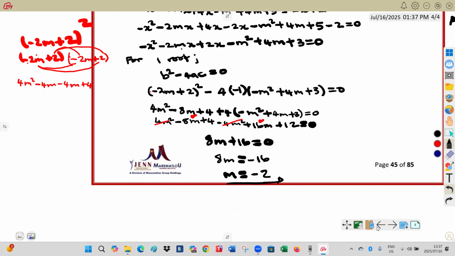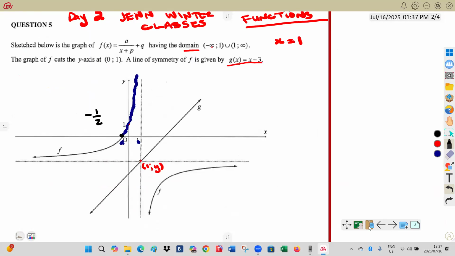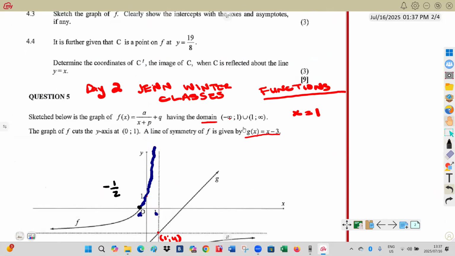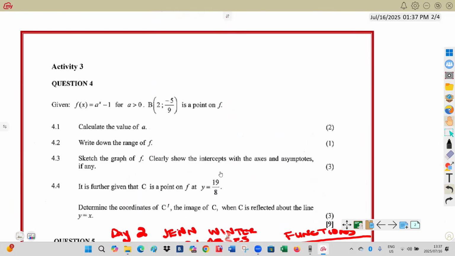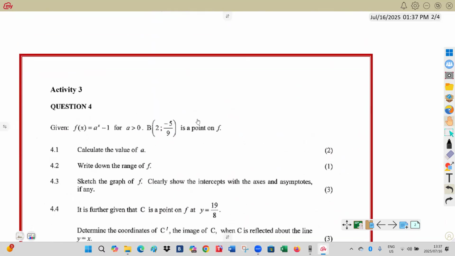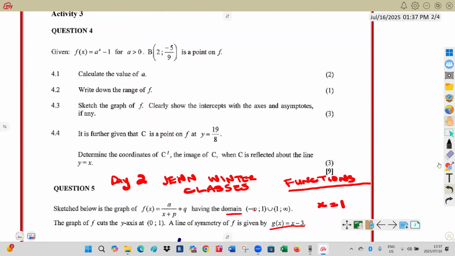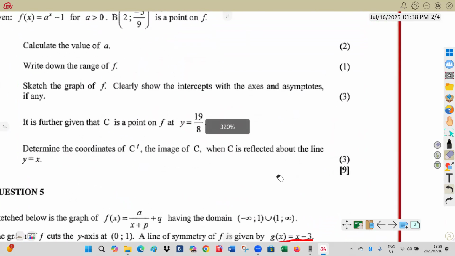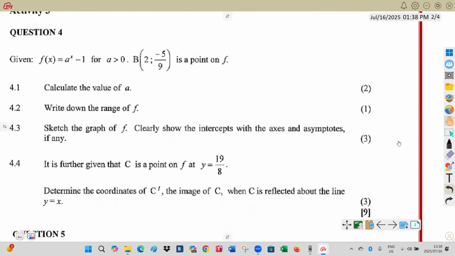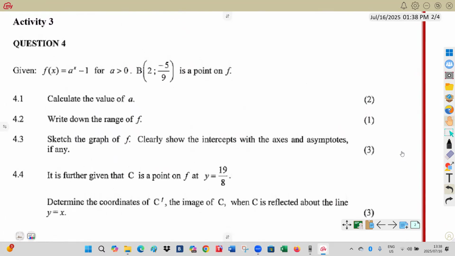Then let's go to the last question. So here comes our last question for Day 2. So we were given that question there.